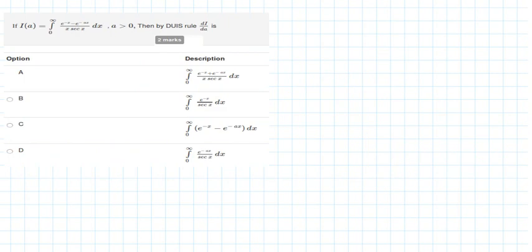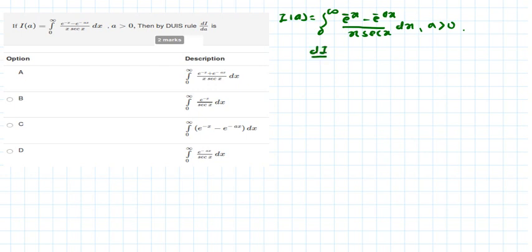First example, if I of a is given as the integration from 0 to infinity of (e raised to minus x minus e raised to minus ax) upon x sec x dx, where a is greater than 0, then what is the value of dI by da using DUIS? So this is our question.